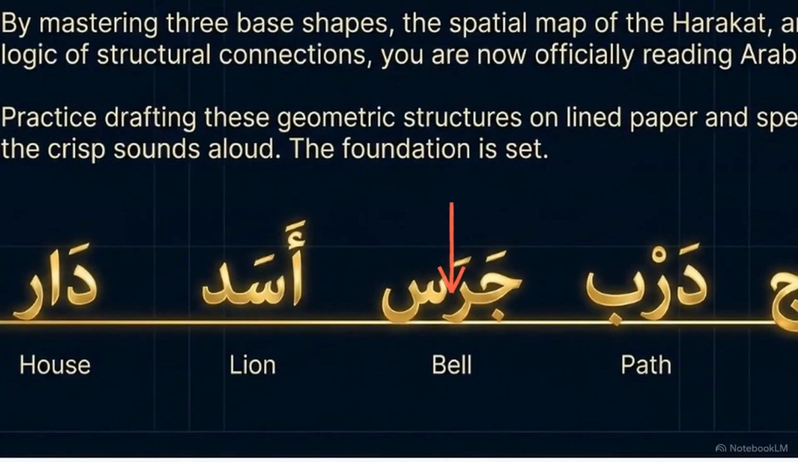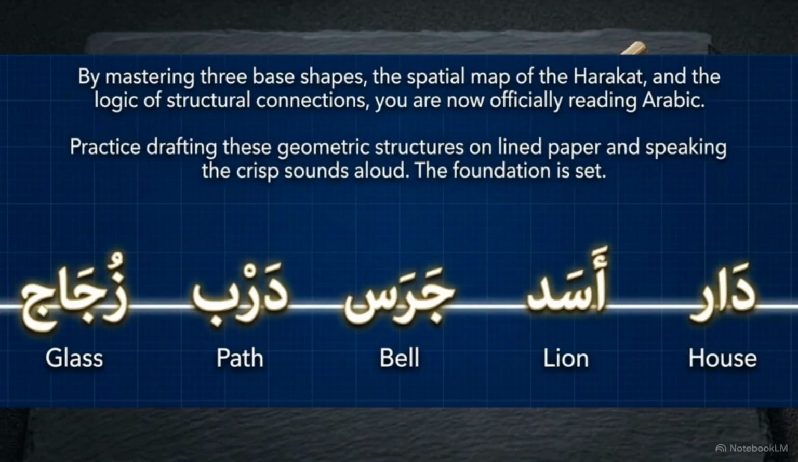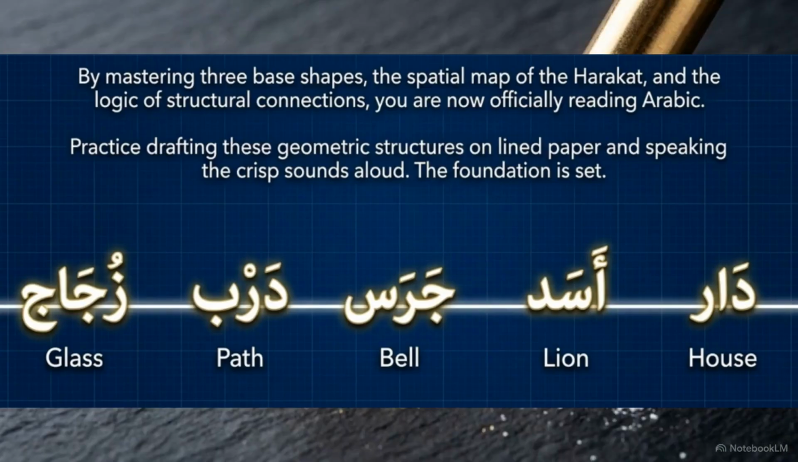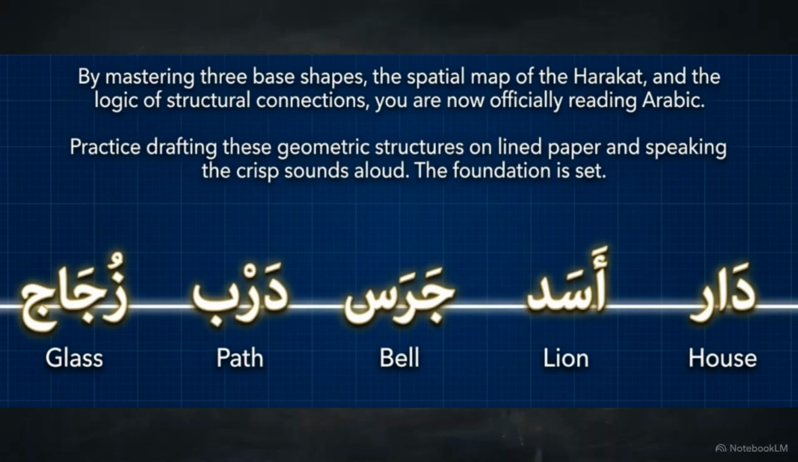Your homework is simple. Take your lined paper and practice drafting these geometric structures. As you write them, speak the short vowel sounds aloud. Mastering this combination of shapes and joinery rules provides the foundational blueprint for the entire language.